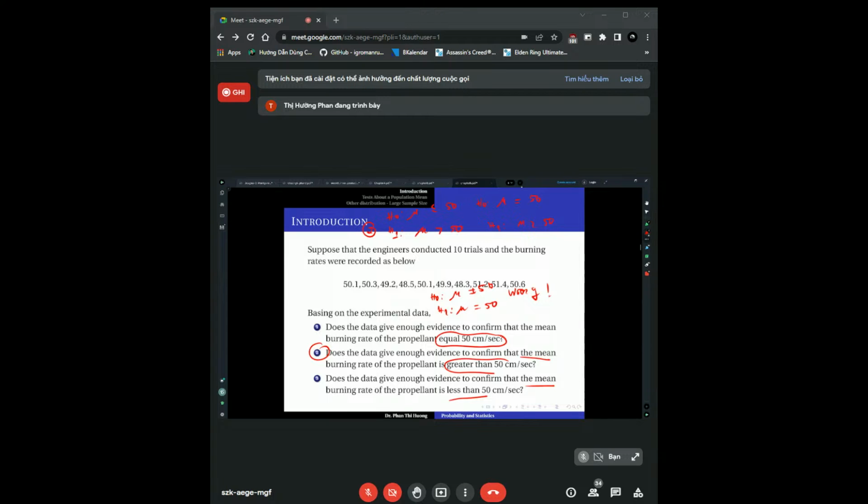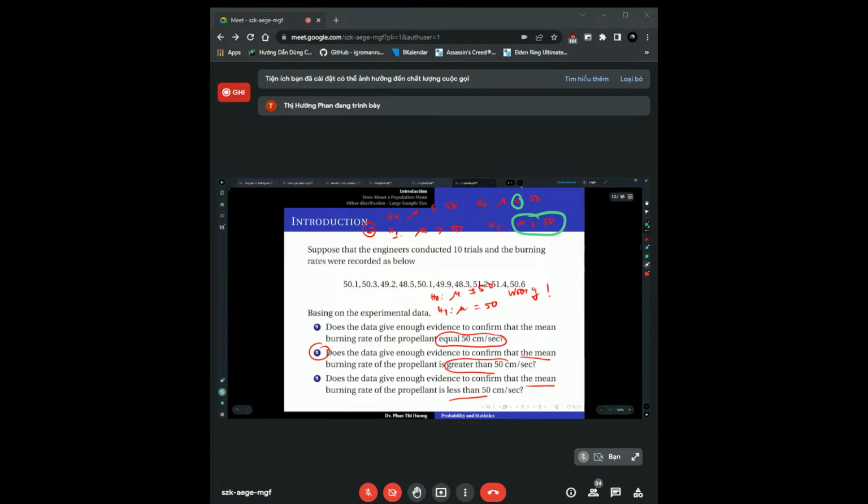But remember that the equality always happens in the null hypothesis. H0 never happens in H1. The equality only happens in the null hypothesis. Remember this in your mind. It's a really key concept of hypothesis testing.